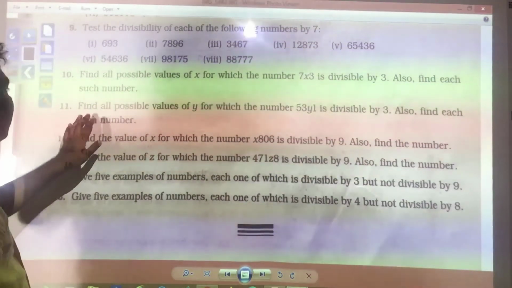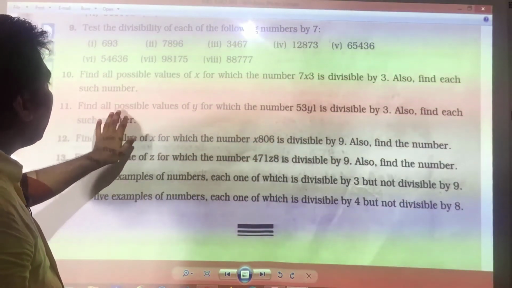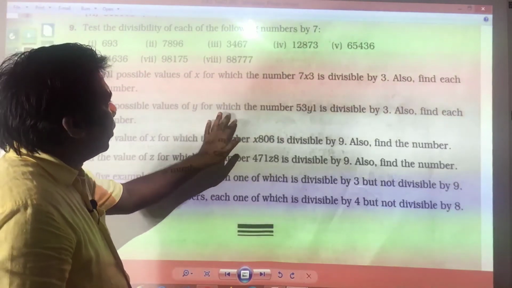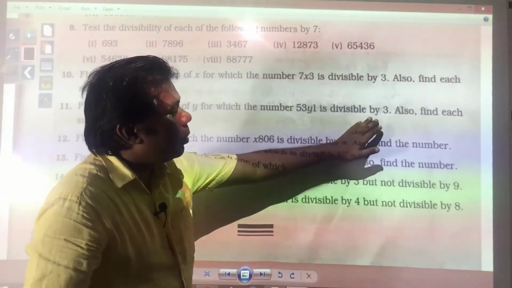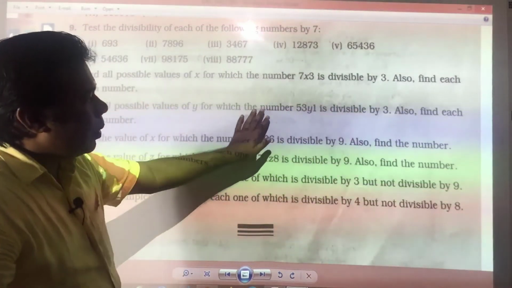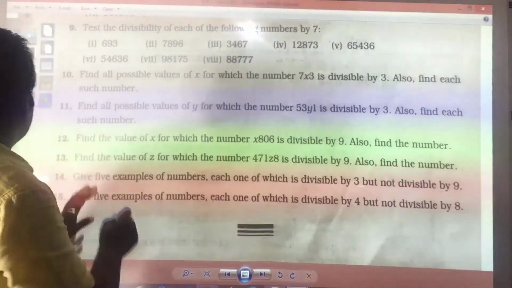Next question, you see: find all possible values of y for which the number 53y1 is divisible by 3. Same thing is required to be done. Also find each such number.